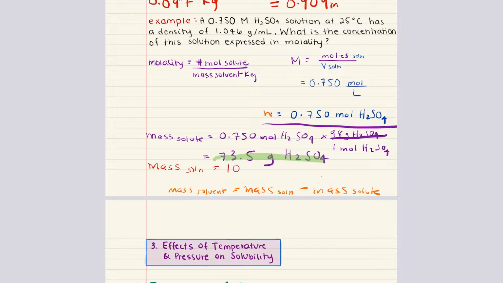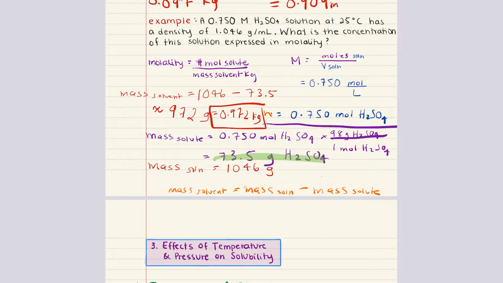and we just previously calculated the mass of the solution, which was 1,046 grams. Let's go ahead and calculate the mass of our solvent by subtracting those two quantities. It's going to be 1,046 minus 73.5. This is going to be approximately 972 grams, and this is going to be equal to 0.972 kilograms. Remember, in molality, the denominator is the mass of the solvent in kilograms.